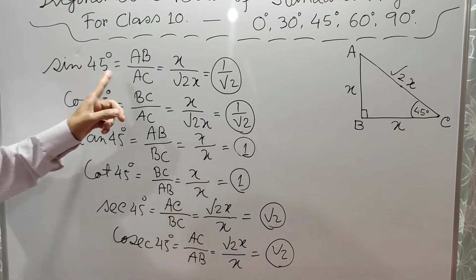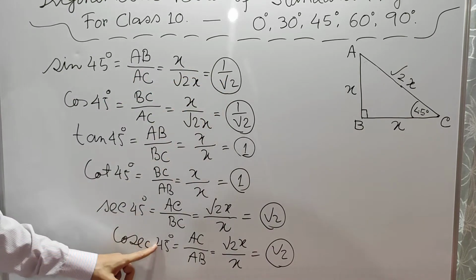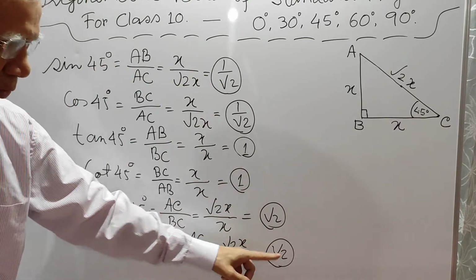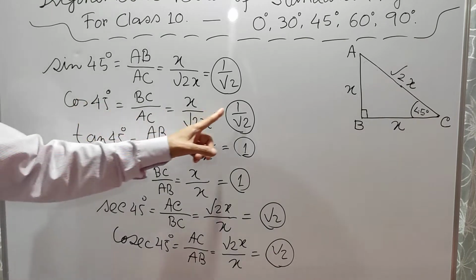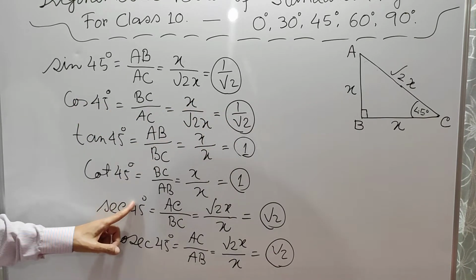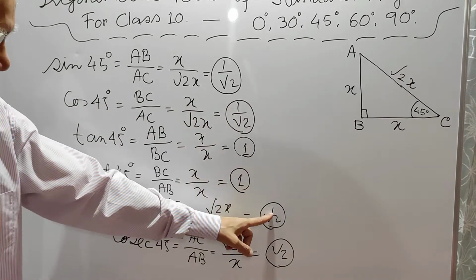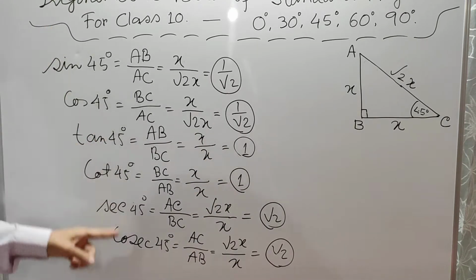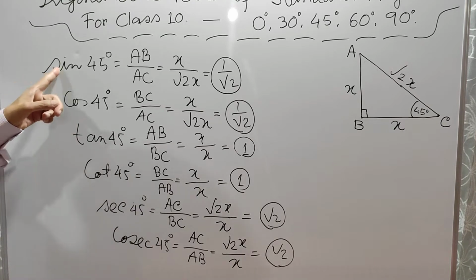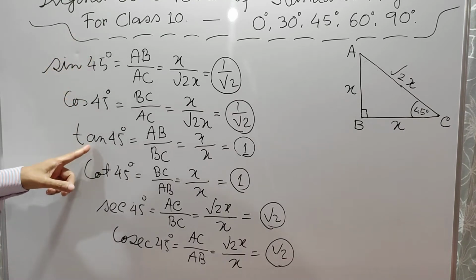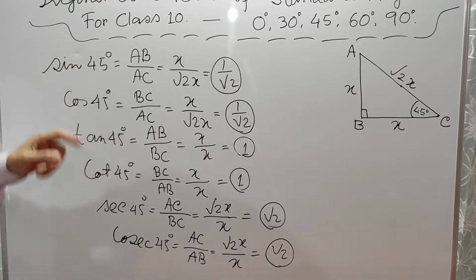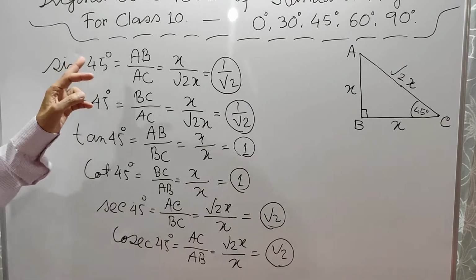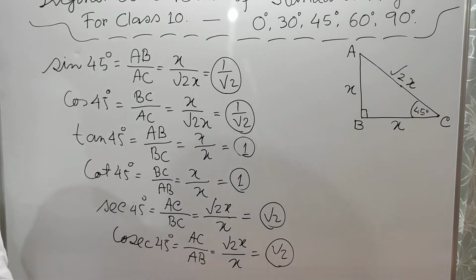Now, sin 45 is 1 by root 2. Cosec 45 is reciprocal of 1 by root 2. That is root 2. Cos 45 is 1 by root 2. Sec 45 will be reciprocal of 1 by root 2, that means root 2. And these two are reciprocal of each other. Alright. So, this is how we have derived the values of the trigonometric ratios of 45 degree.